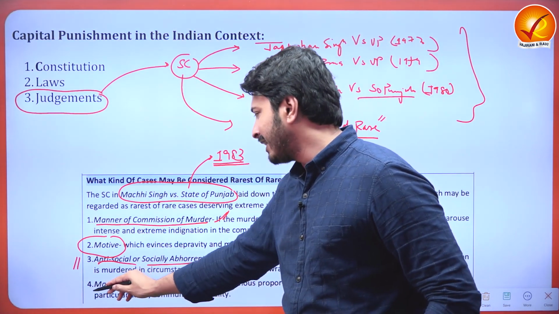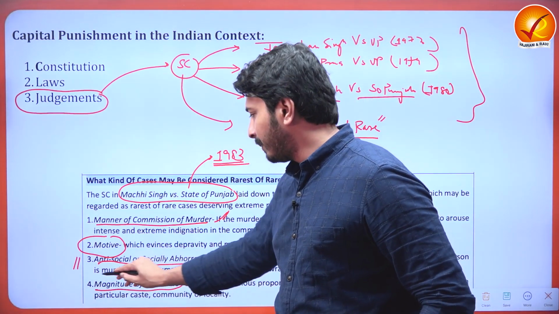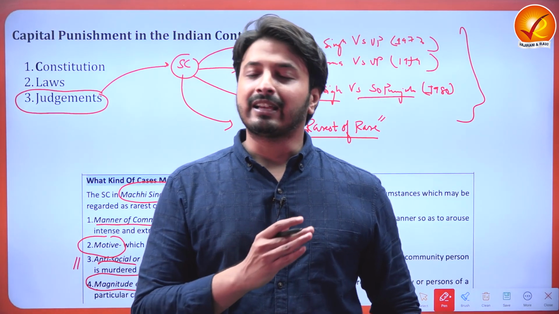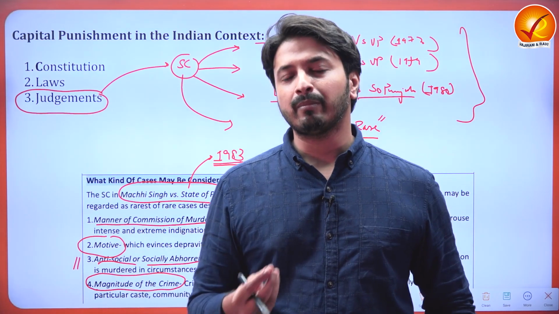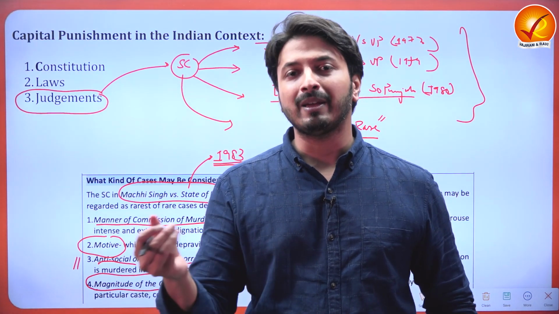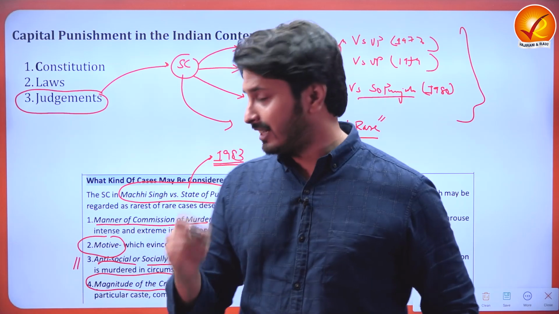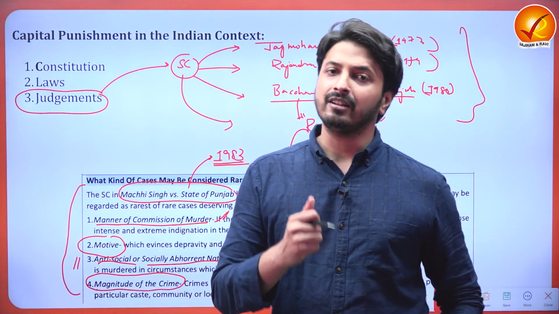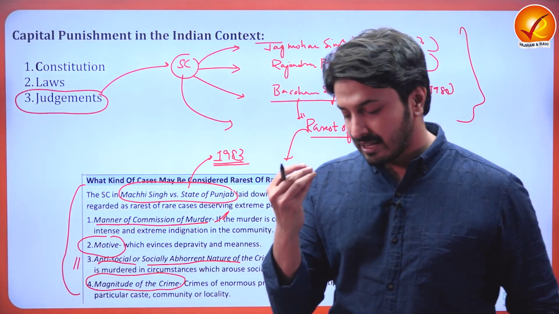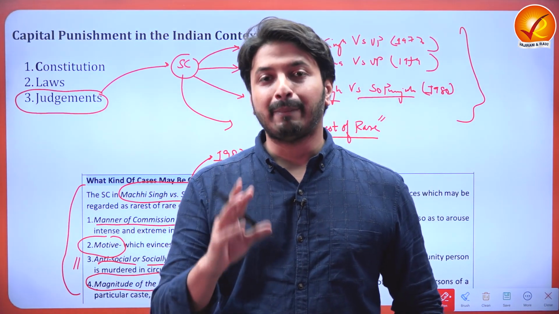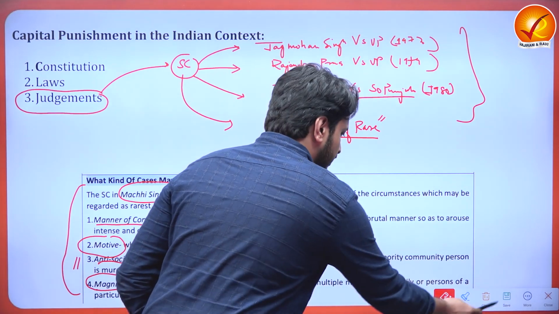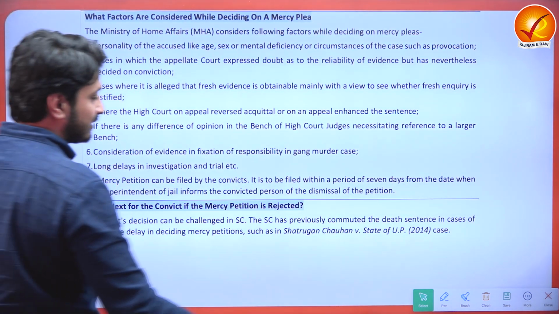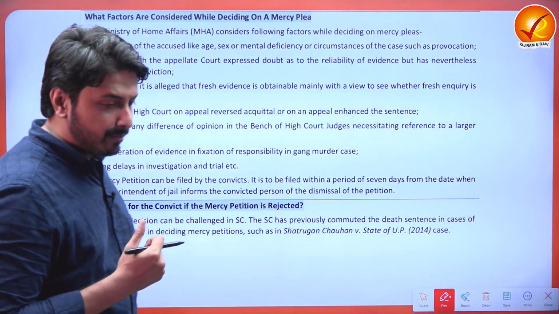And lastly is the magnitude of the crime. So if a particular convict has gone along inflicting crimes on various other individuals, for example, there are various cases of serial raping and serial killing. In such cases, the judiciary has described these as the rarest of rare doctrine, and these cases have to be provided capital punishment. Now, coming to the next section, which is what are the various factors which are considered while deciding the mercy plea.